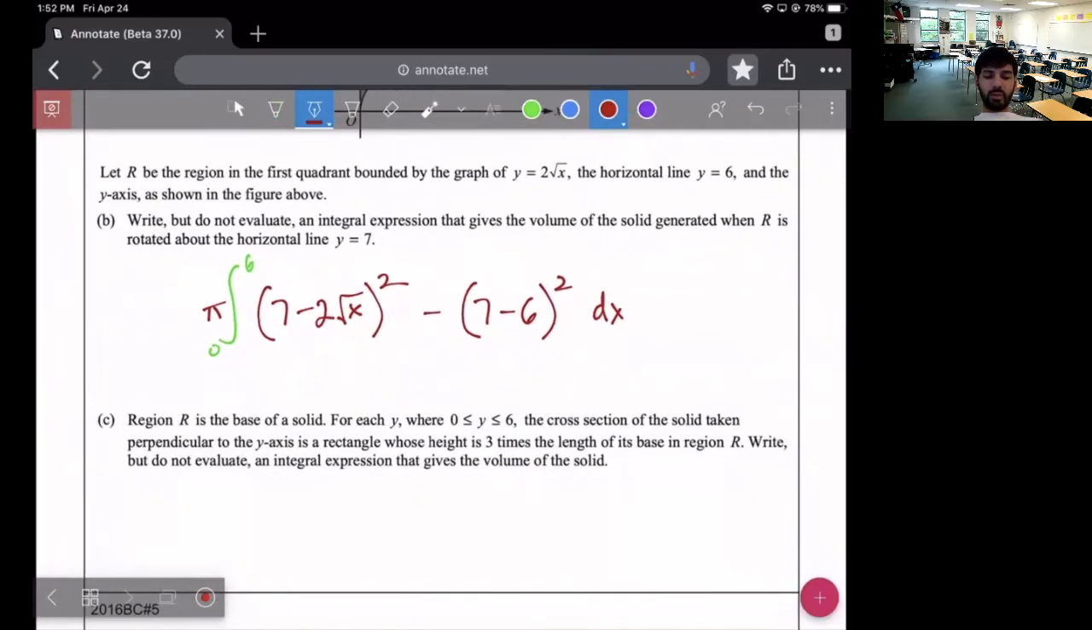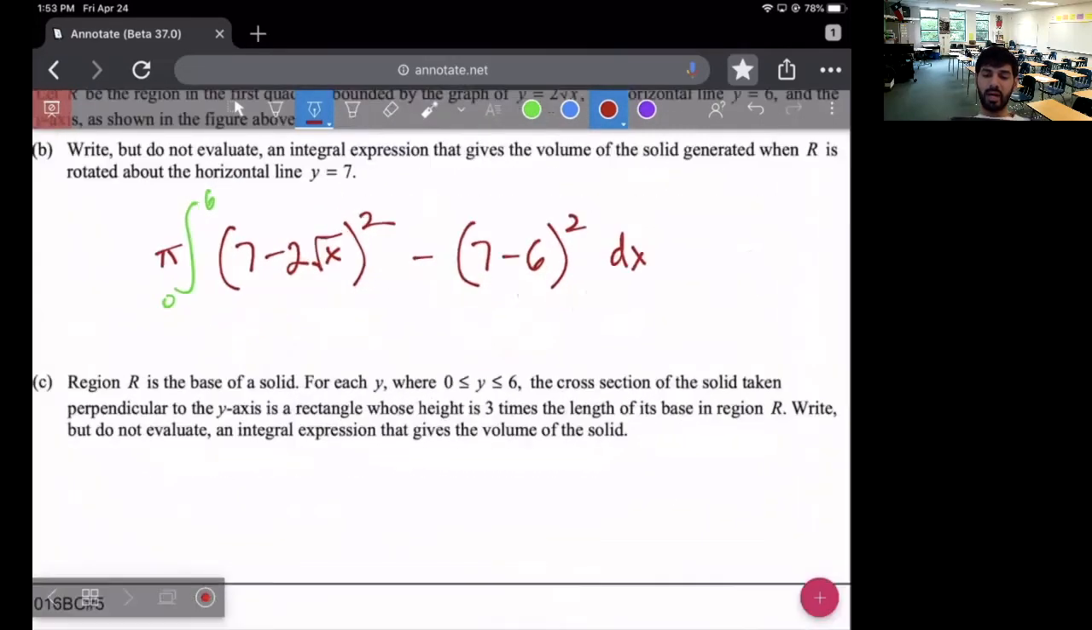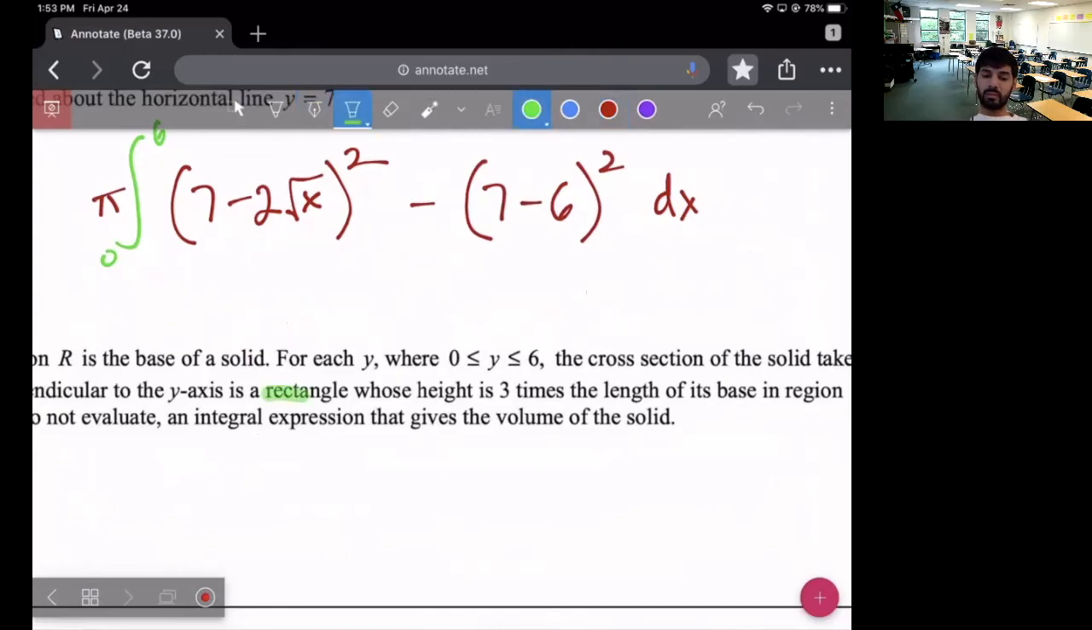Okay, we have this base region R, and we have cross sections that are perpendicular to the y-axis, are rectangles whose height is 3 times the length. So it's giving you specific information, 3 times the length of its base. If I draw one rectangle standing upright, it says the rectangle has height that's 3 times the length of the base. So let's say this guy down here is the base, then this is 3 times the base, because it's saying 3 times the length of its base.